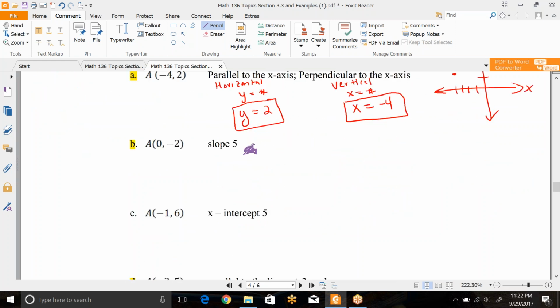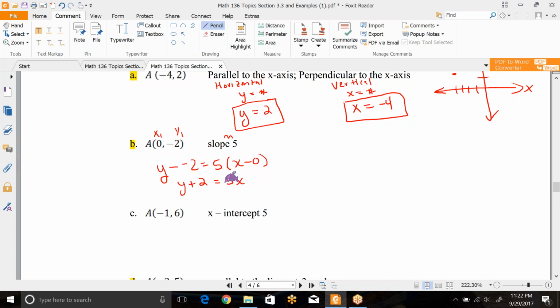For B, they gave us a point and they gave us a slope. So this is my x1, y1, and this is my m. So I plug it into the formula, y minus y1 equals m parentheses x minus x1. This would be y plus 2 equals 5x minus 0, so we don't have to write that because we'd multiply 5 times 0 and we still get 0.